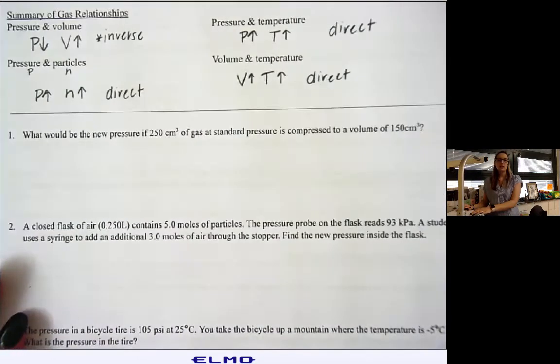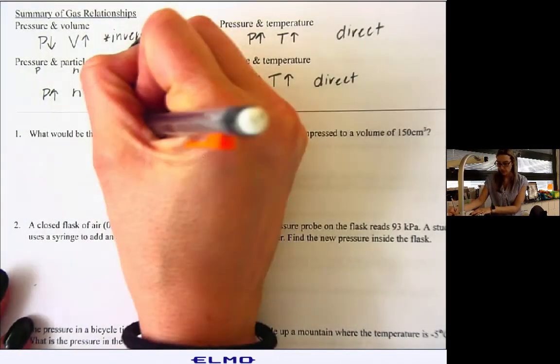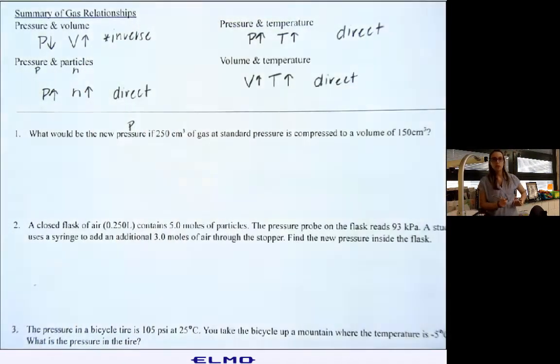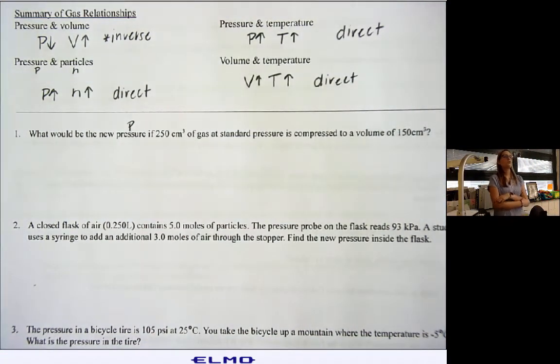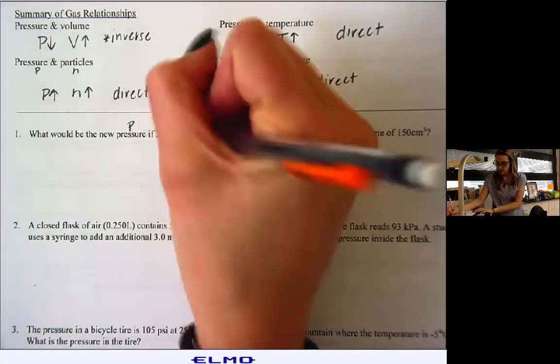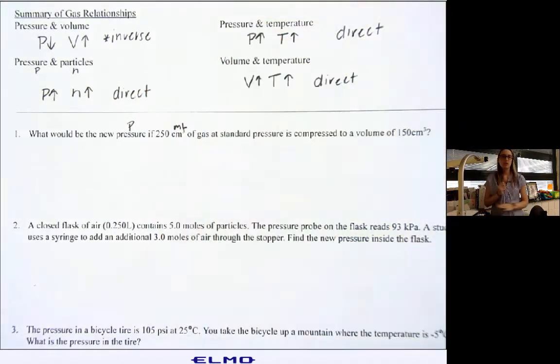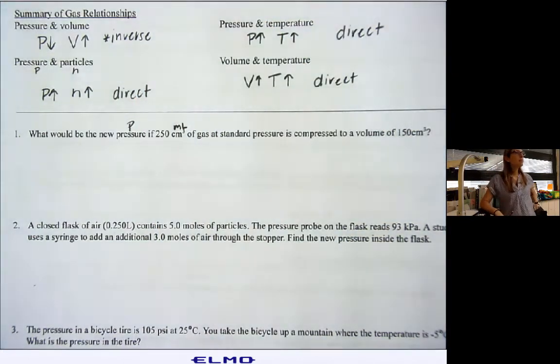This says, what would be the new pressure? Now what I like to do as I solve problems is label everything with variables. So what would be the new pressure if 250 centimeters cubed? Now, we talked about this at the very beginning of the year. Centimeters cubed is actually the same as milliliters, so I'm just going to label that milliliters instead. Something that we're used to seeing a little bit more than centimeters cubed, but that's a volume, the amount of space something takes up. At standard pressure is compressed to a volume of 150 centimeters cubed.